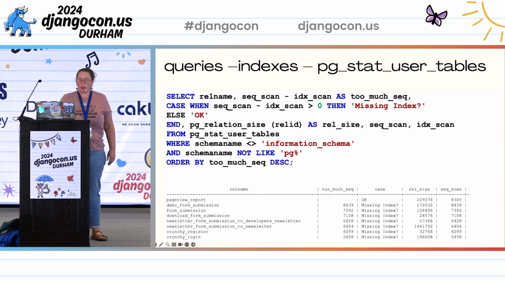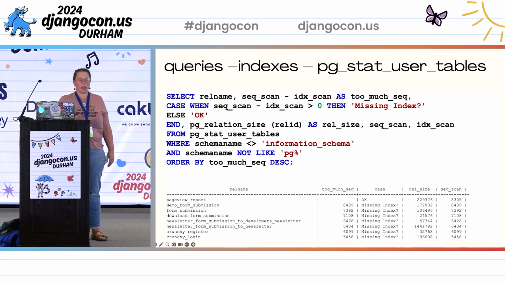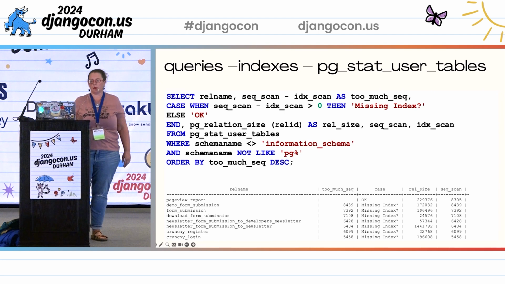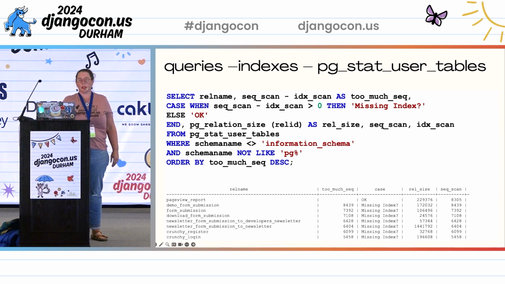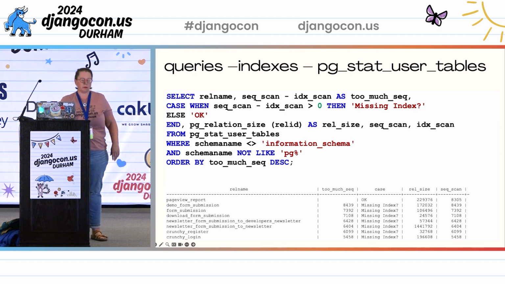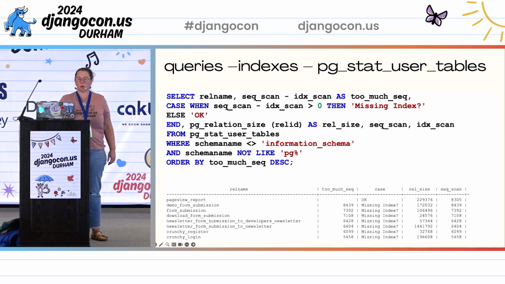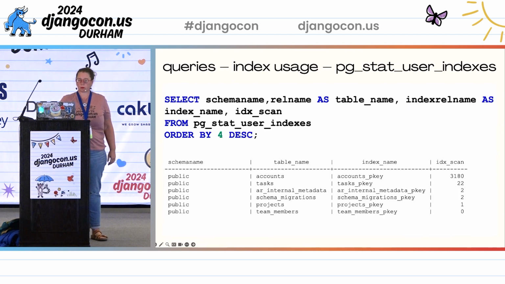There's a pg_stat_user_tables view that has a bunch of information about what's happening when tables are queried and scanned or indexed. This is a little query that somebody wrote that I think is kind of cute, because they set it up so that if there are more sequence scans than index scans, you're missing an index. So this is one way you can find out what is happening on tables in terms of actual query behavior.